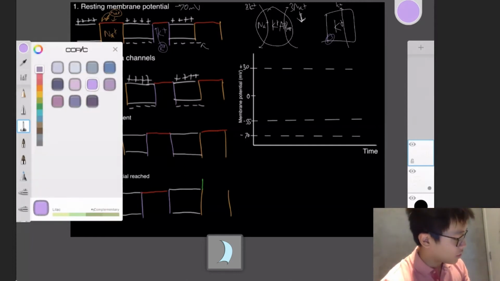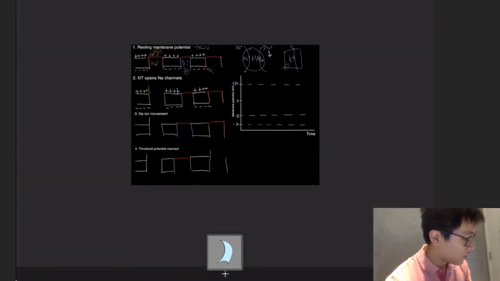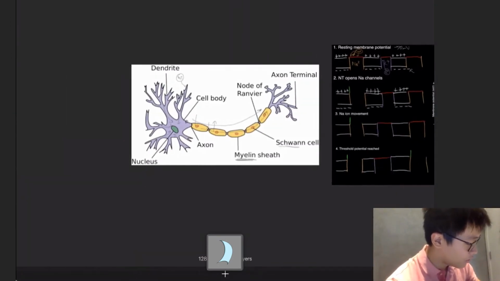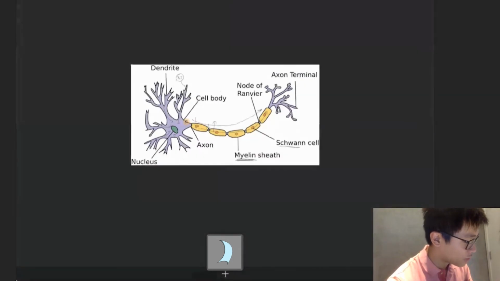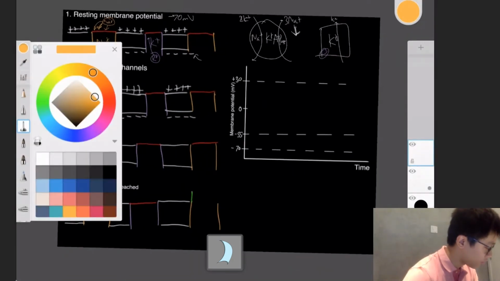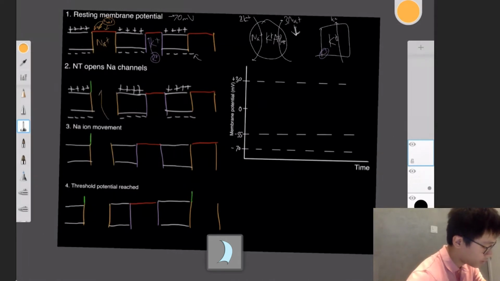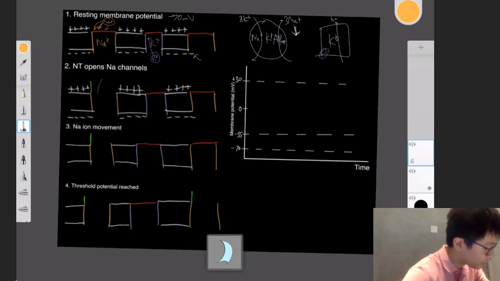But when the neurotransmitter, like I said earlier, so if we go back to that diagram, when the neurotransmitter moves into the cell and stimulates these chemically gated sodium channels to open, some of these sodium channels will open and it will cause sodium to move into the cell.